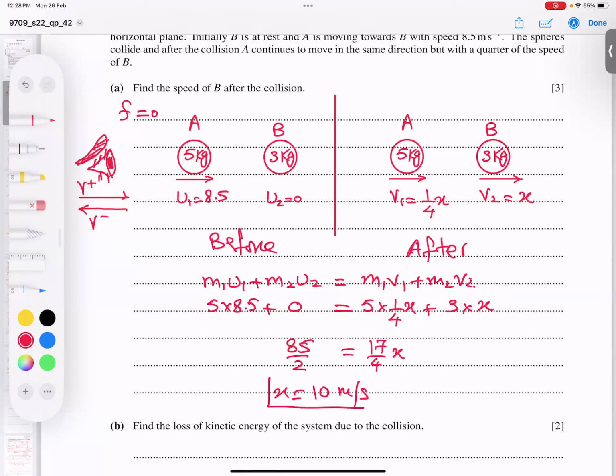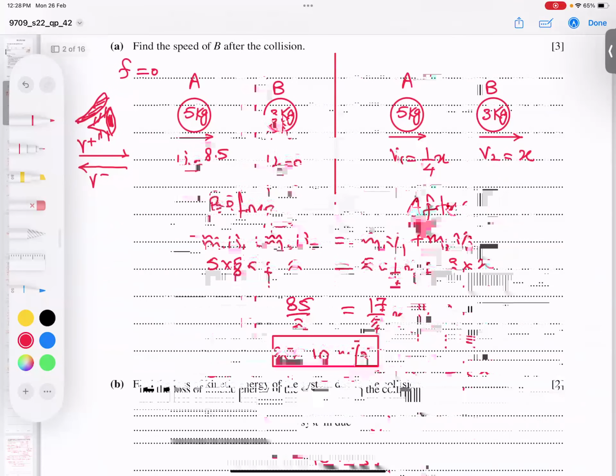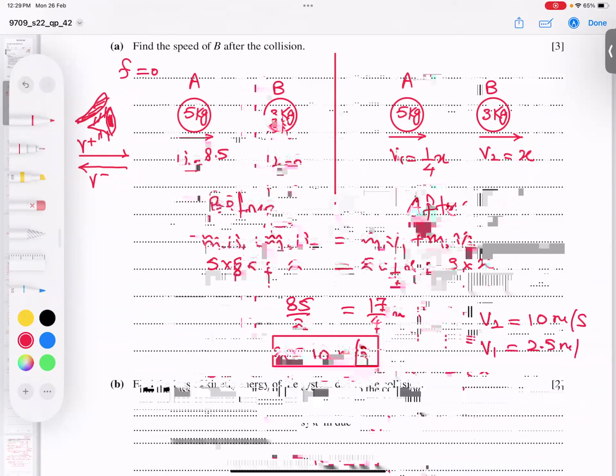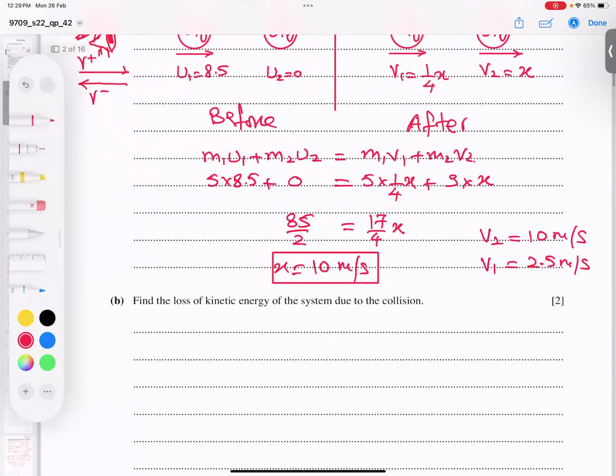Because the next part is asking to find the loss of kinetic energy of the whole system, I need both velocities. So V2 after hitting is 10 meters per second, and V1, 10 by 4, we got 2.5 meters per second. So these velocities are very, very important. So let's go for the last part.